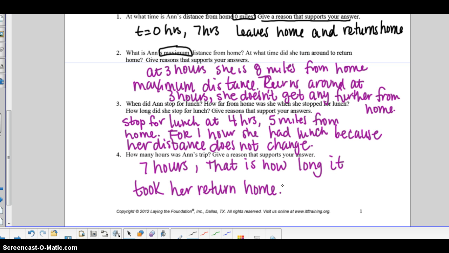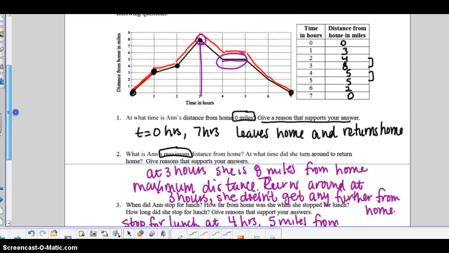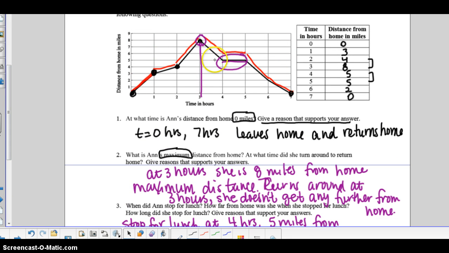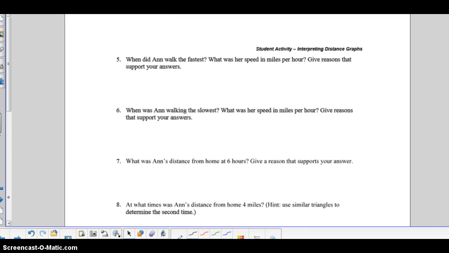Now, if you will turn to the back, there's another page. I'm going to reference the same graph. I'll have to flip back and forth, but we're going to use the same graph to answer the problems on the back. So turn over to the back. Number 5 says, when did Anne walk the fastest? What was her speed in miles per hour? Give reasons that support your answer.